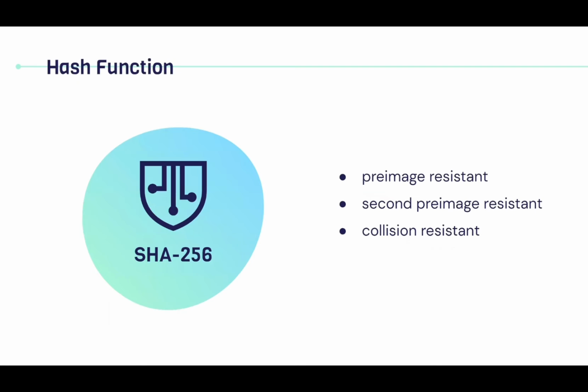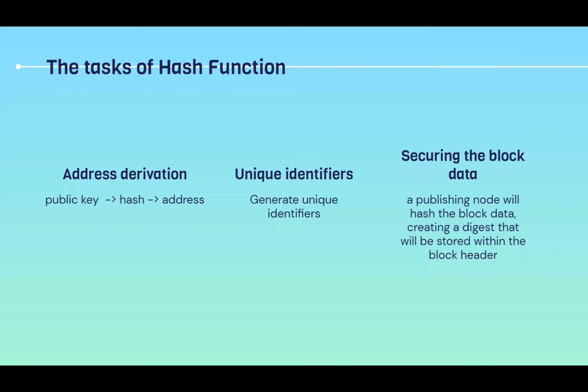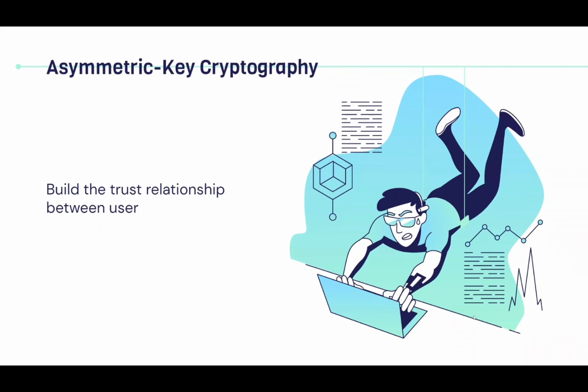In blockchain technology, the hash algorithm must satisfy preimage resistance, second preimage resistance and collision resistance. The SHA-256 algorithm is a hash algorithm that is widely used in blockchain technology. The hash function is used in many important tasks like address generation and unique ID generation. And as mentioned before, the block header will contain the digest of the block data to prove the data has not been changed. Besides, asymmetric key cryptography is important in blockchain.